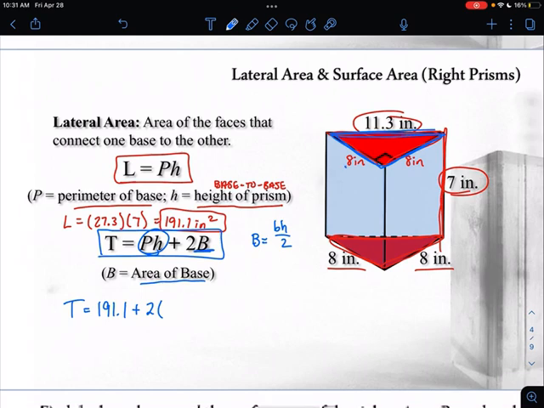So my base, 8, and my height, 8, get plugged into the formula. So I have 8 times 8 divided by 2, and the area of my base then comes out to be 32 square inches. So once I have that area of the base, I take that number and I plug it into my formula. So I'm going to take the 2 times the 32 here, and then I add it all together. So 191.1 plus 2 times 32, and we get a total surface area of 223.1 square inches.